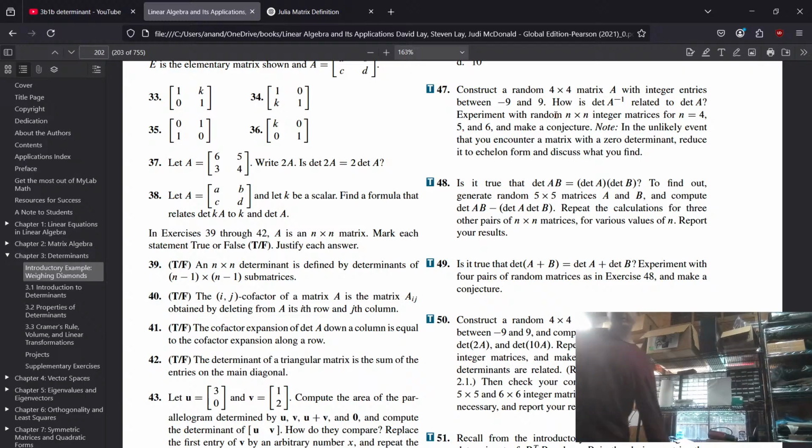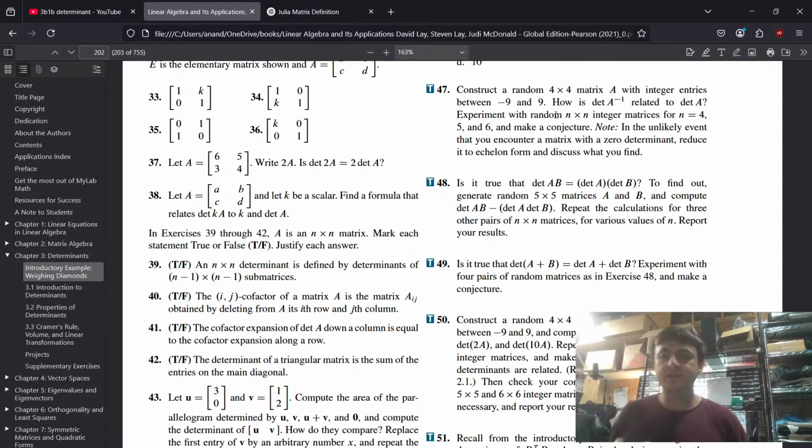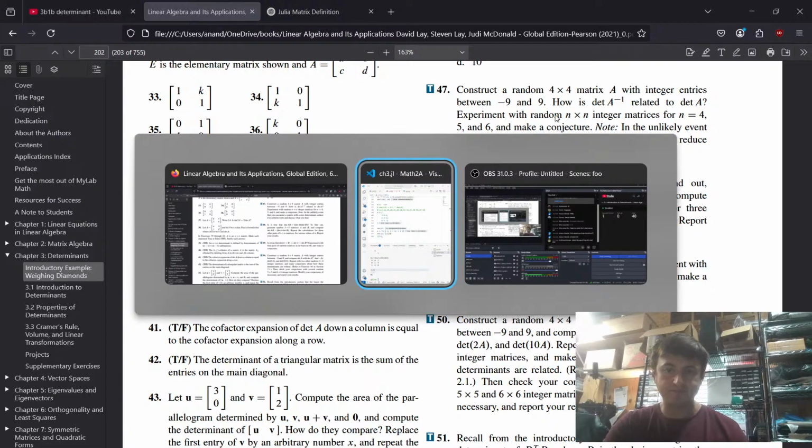Okay, I'm back. Let's do this thing. Construct a random 4x4 matrix with integer entries between minus 9 and 9. How is det A inverse related to det A? That's sick. Okay, so let's do that.